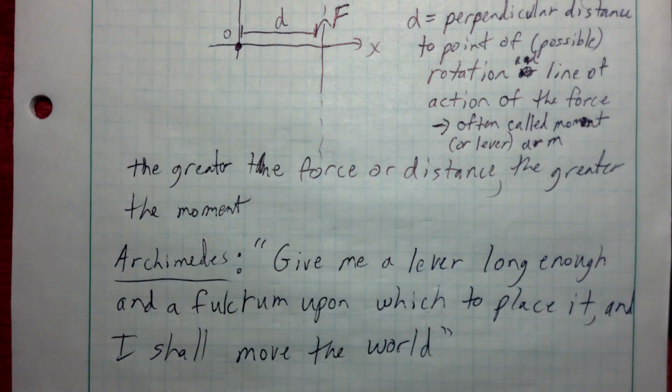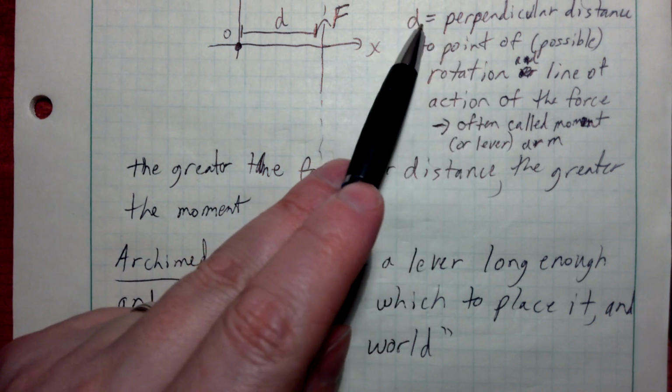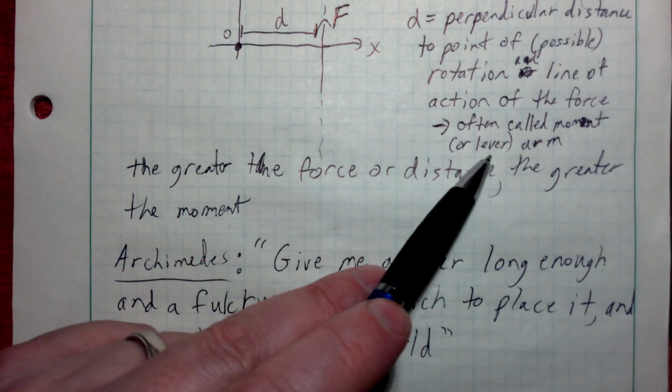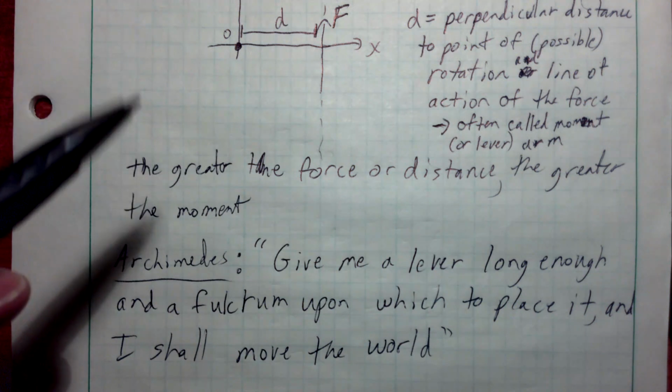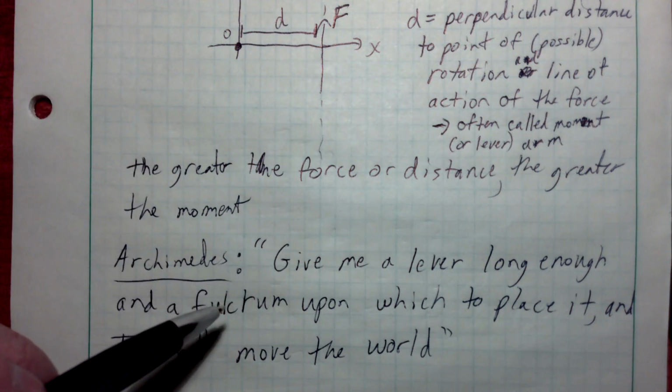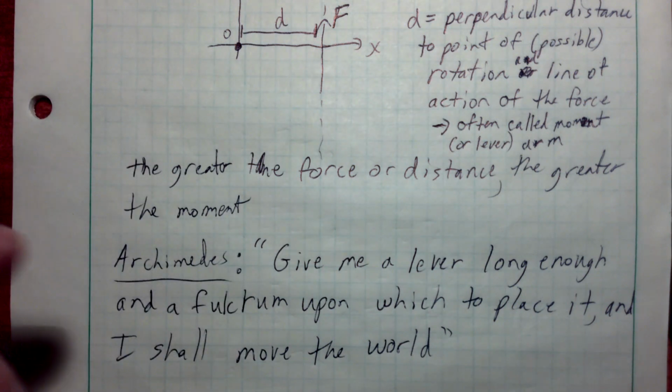A couple of terms there. Lever, which is what we're referring to as D here, represents the lever arm, the length of some lever. Fulcrum is the point of rotation. Fulcrum being the point of rotation.